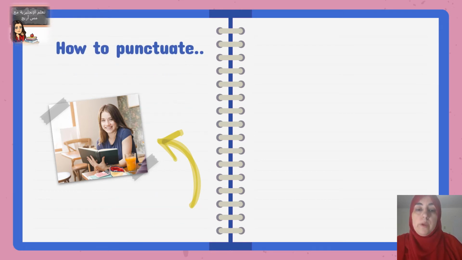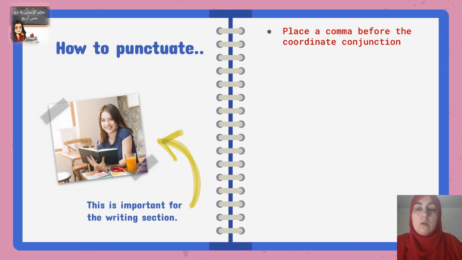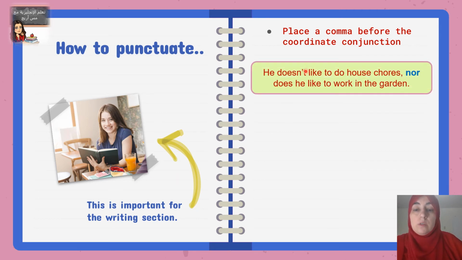Now how to punctuate. This is very important. Okay, we need to place a comma before a coordinate conjunction. Let's look at this one here. He doesn't like to do house chores, nor does he like to work in the garden. As you can see, he doesn't like to do house chores, nor does he like to work in the garden. So here we have a coordinate conjunction, we put a comma before it. So basically, if you have a coordinate conjunction, just like and, or, nor, but, and then you have a full sentence here, you need to put a comma before that.